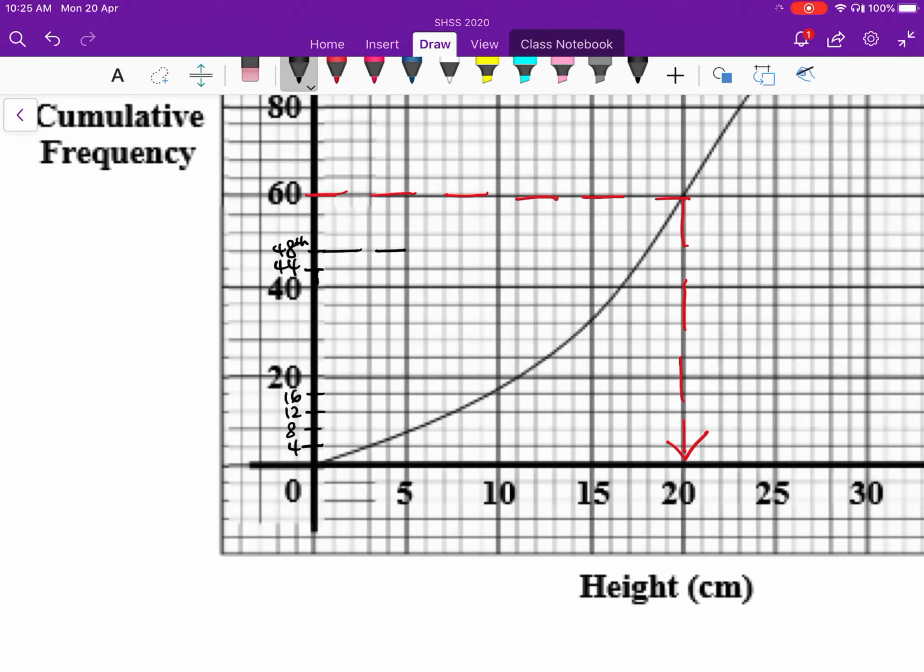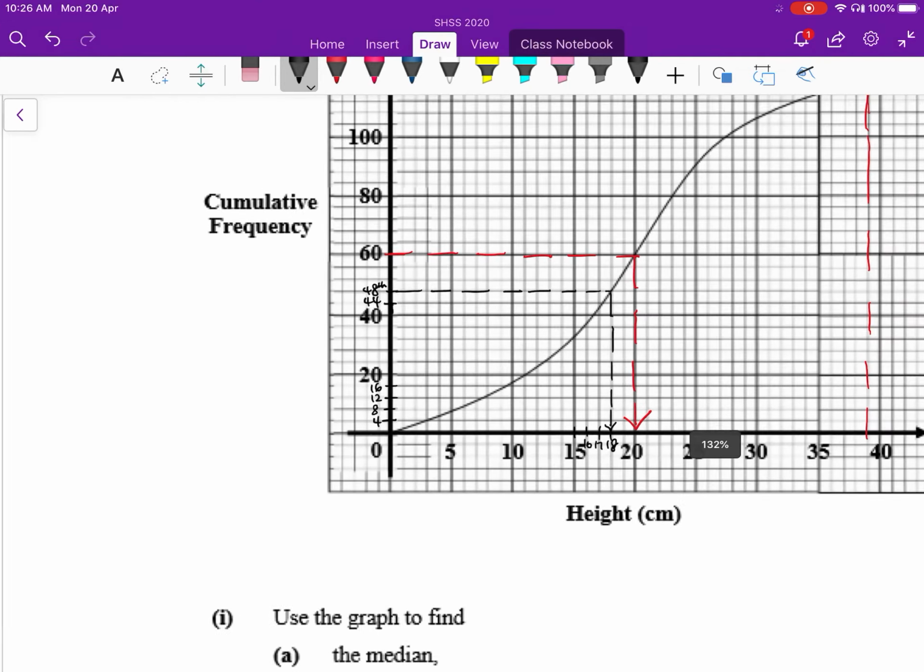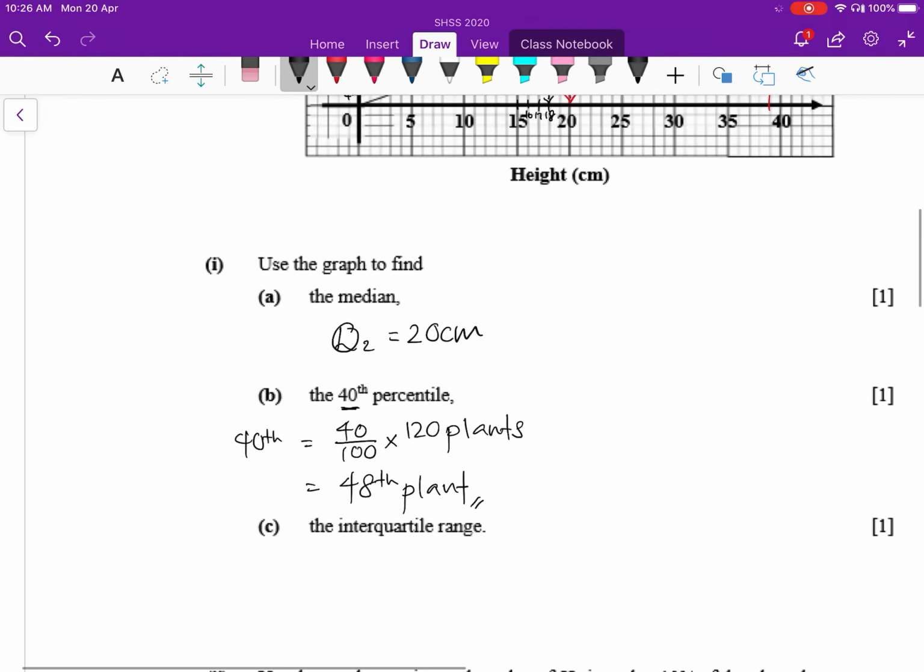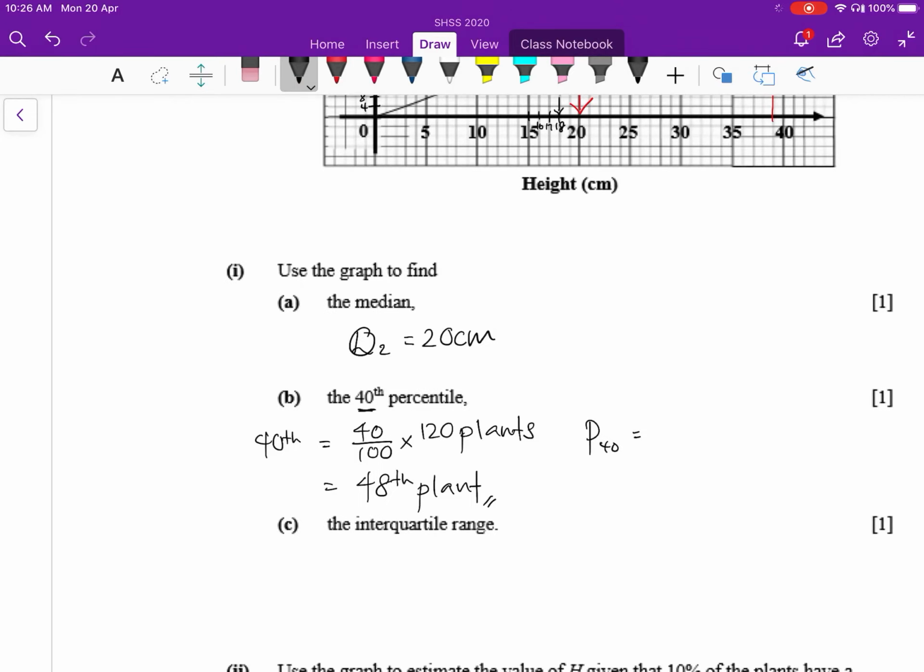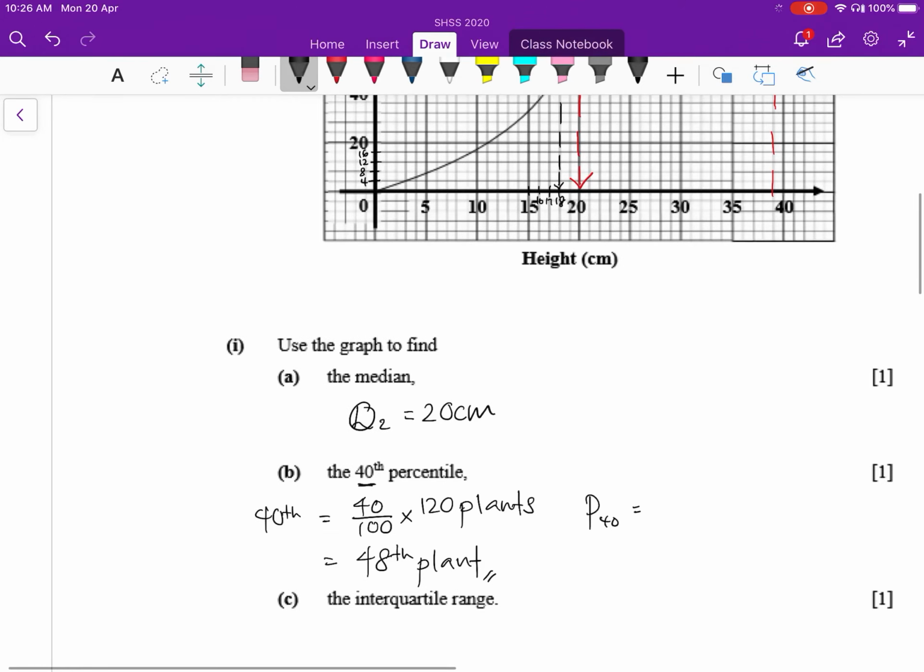Let's take a look at how tall the 48th plant is. This is the 48th plant. This is 15, 16, 17, this is 18. So the 48th plant is 18 cm. So for the 40th percentile, the presentation should be P with a small 40, the 40th percentile, that is 18 cm in height.